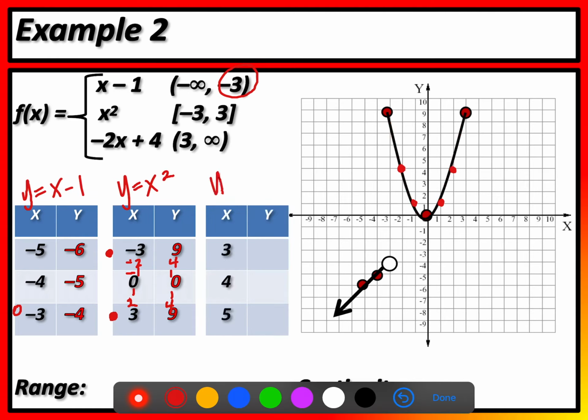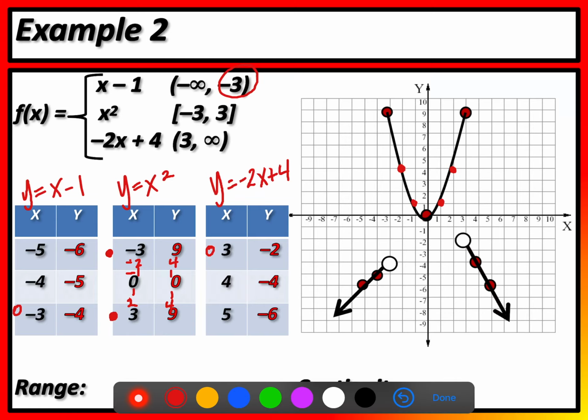Okay, and now my third function, this table is going to be for negative 2x plus 4. Alright, so this is going from 3 to infinity, so 3 up to positive numbers, and I get an open circle on 3 because it is a parenthesis. Okay, plug all of those in to negative 2x plus 4, and I'm creating my table. Okay, and I'm going to plot those points using an open circle on 3.